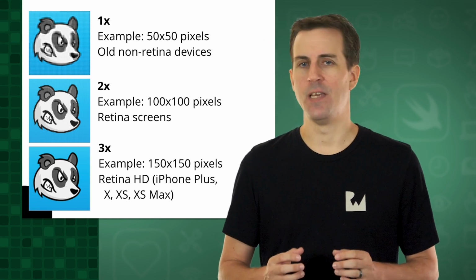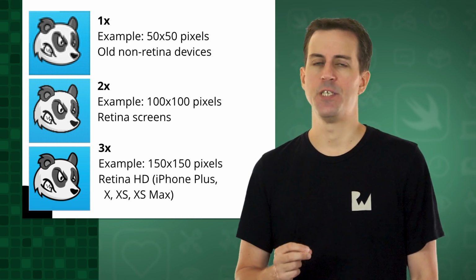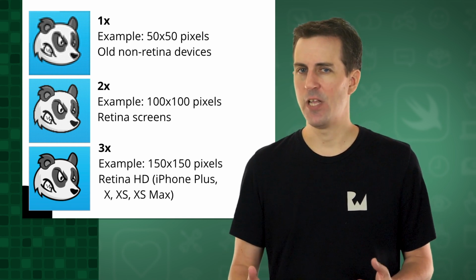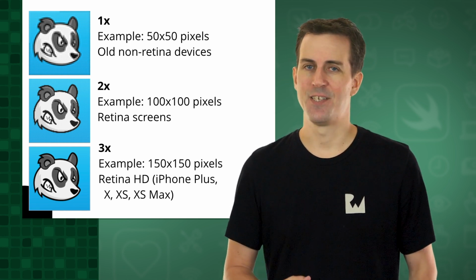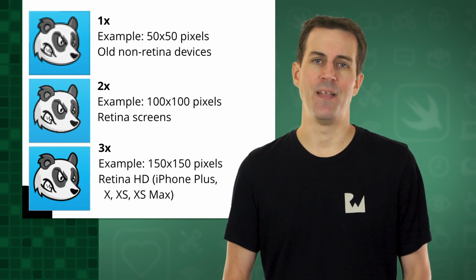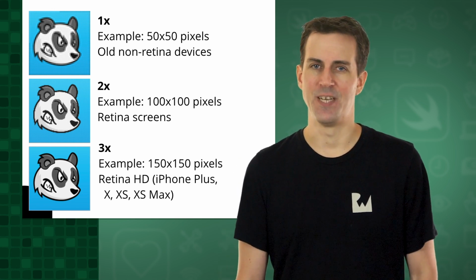When an app displays an image, iOS tries to use the version of the image that best matches the device's screen resolution. And if that's not available, it uses the next best version. So in practice, when adding images to your app, you want to add the @2x and @3x images to make your app look great on all devices.